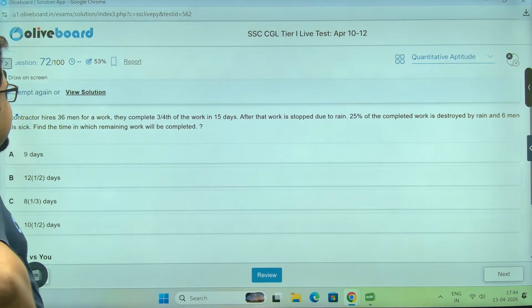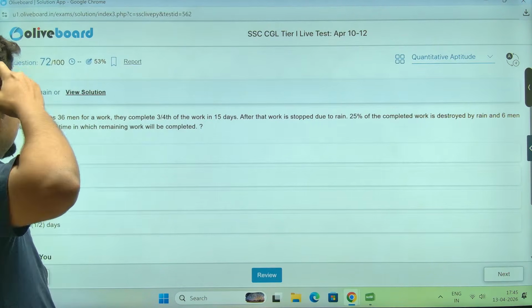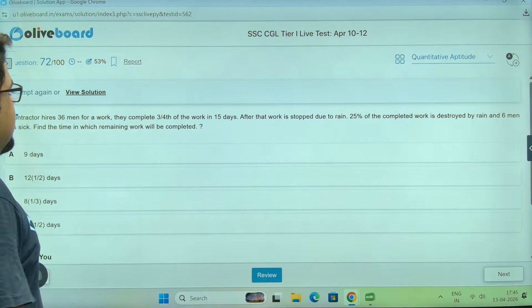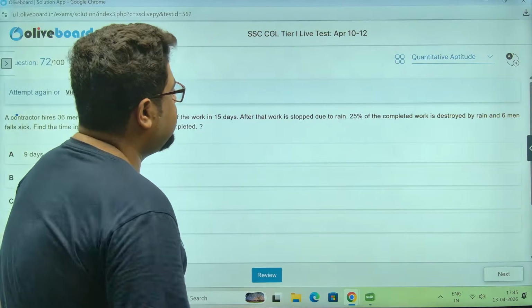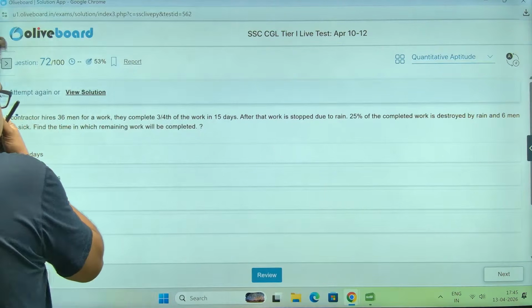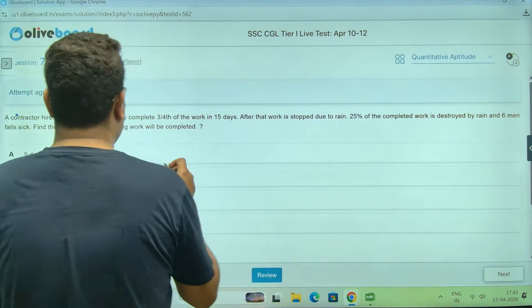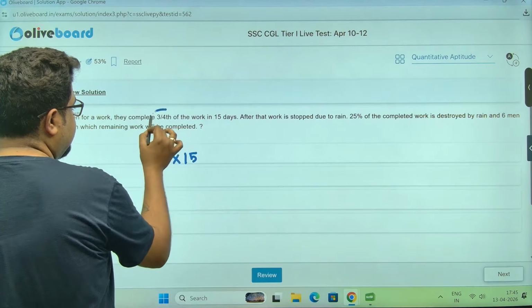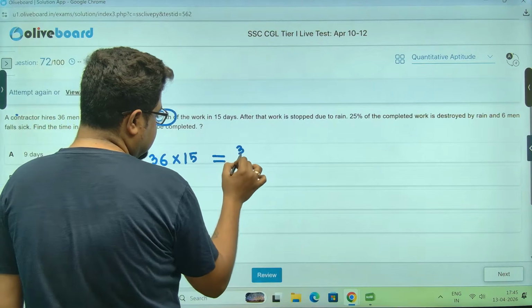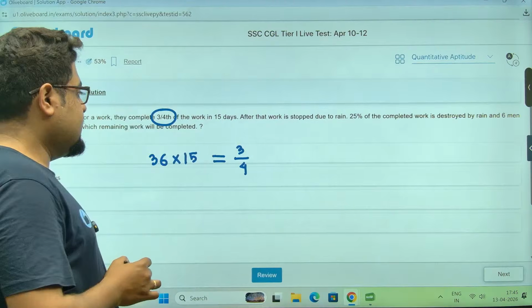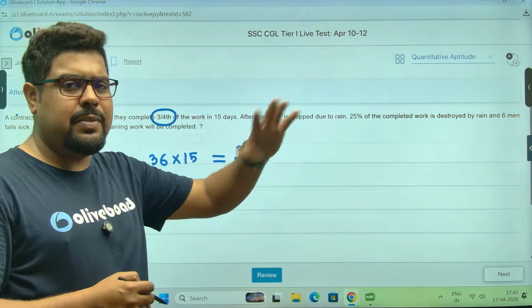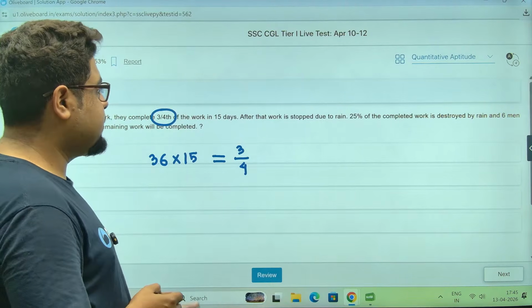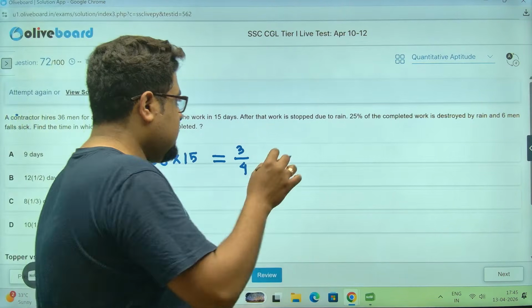A contractor hires 36 men for work, and they complete 3/4 of the work in 15 days. After that, they stopped. 25% of the work is destroyed. So 36 men will work for 15 days and complete 3/4 of the work. Again, I'm not using M1 D1 by W1; I don't really use that form. So they are completing 3/4 of the work. But again, what happened?